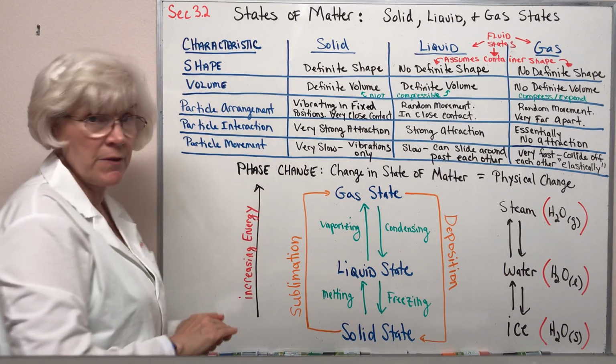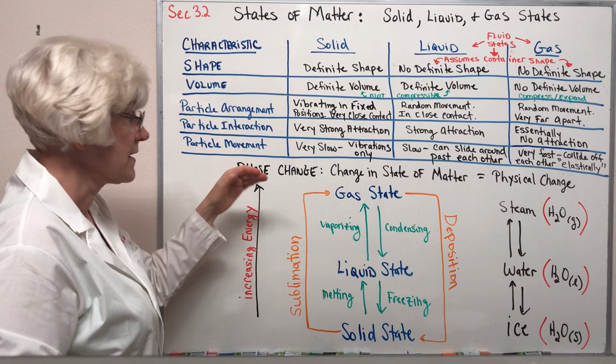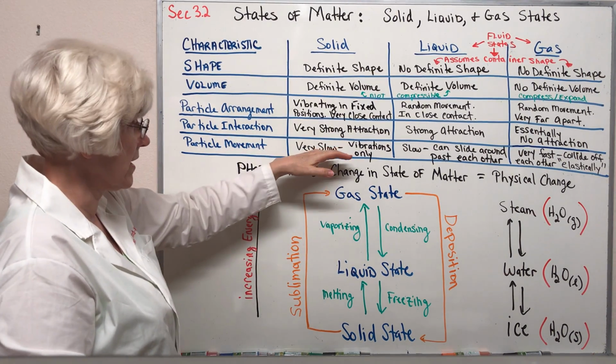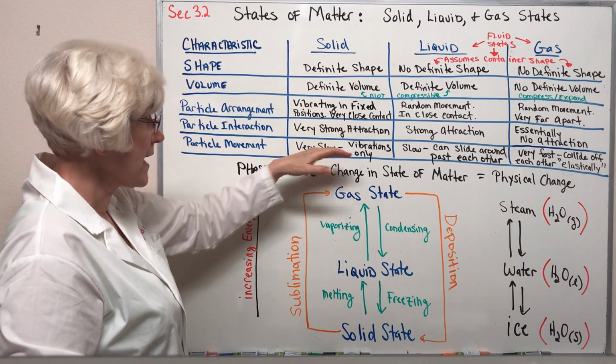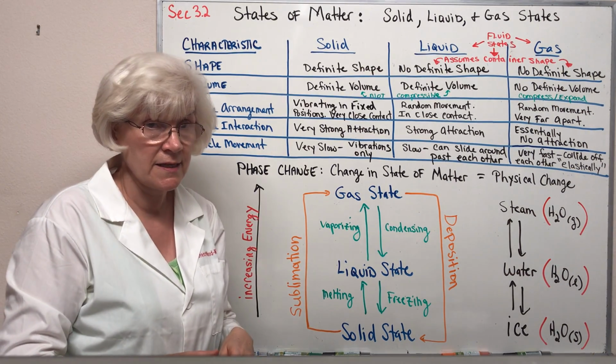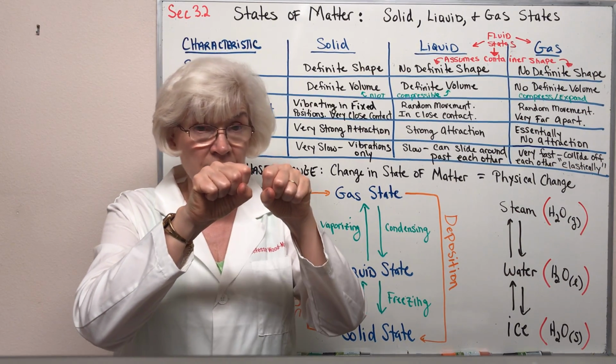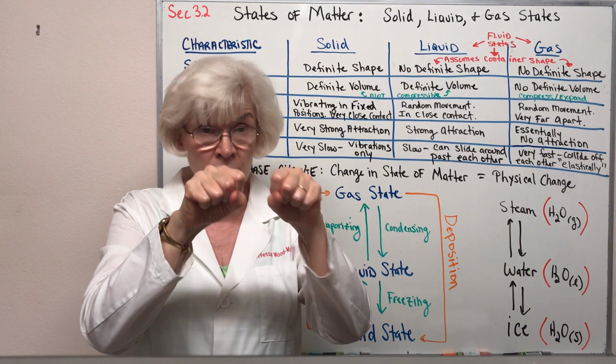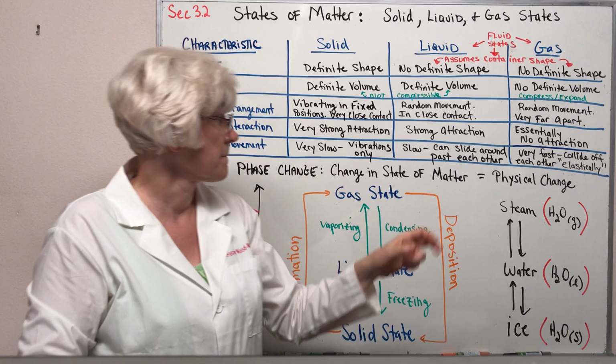The last characteristic that we want to talk about is movement. I've already referred to this, but let's just shine a spotlight on it. If we are looking at matter in the solid state, the particles are moving very slowly, essentially vibrational movement only in fixed positions.